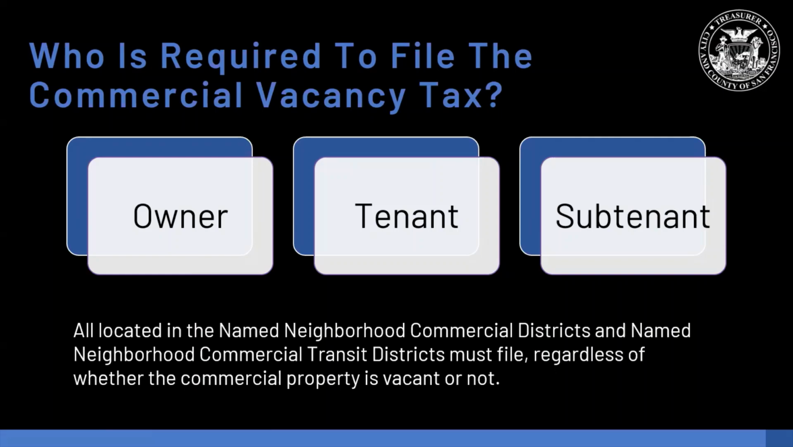For example, assume owner A leases a commercial space to tenant B, and tenant B subleases the space to subtenant C. Who is currently operating the space? A, B, and C must all file.